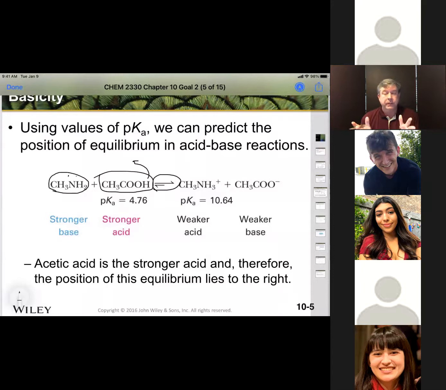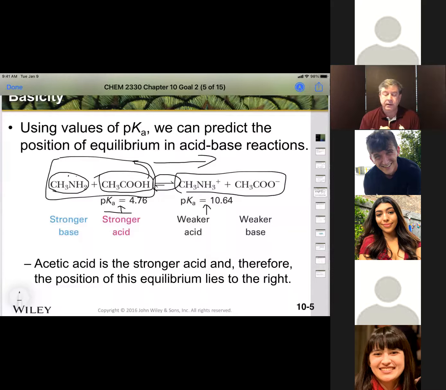Well, we do what we did before. We compare the pKa on the one side of the reaction to the pKa on the other side of the reaction, and we see that the protonated methylamine here has a pKa of 10.64, which makes it the weaker acid compared to the acetic acid, which means the equilibrium is going to lie in this direction. So we're still going to have both of these, but we're going to have more of these, a higher concentration of these, because remember, we always want to go from strongest to weakest in the acid system.